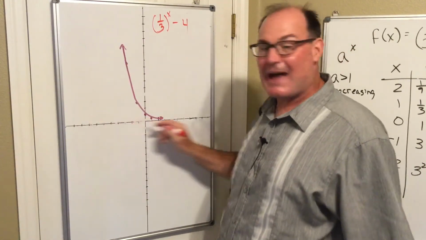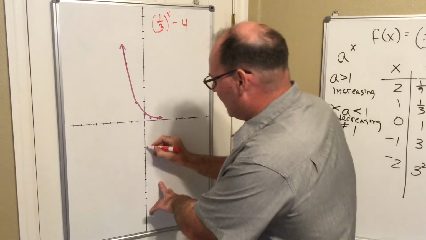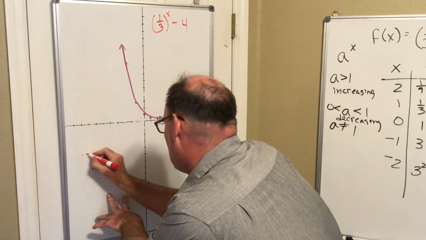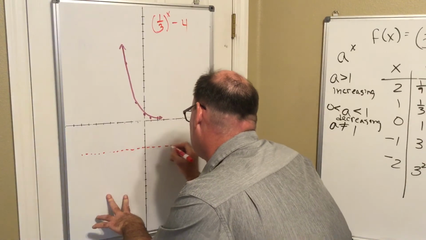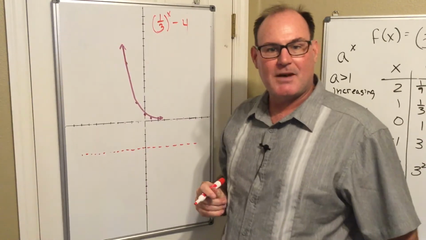So I'm going to start with that horizontal asymptote, 1, 2, 3, 4. Let's see if I can do this well. It's always debatable. Oh, that's not too bad for a Thursday.